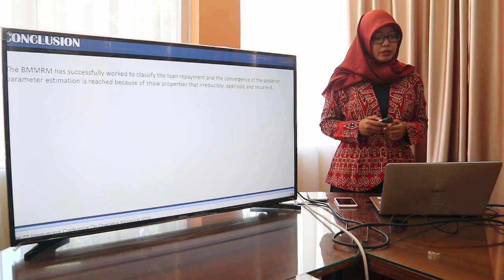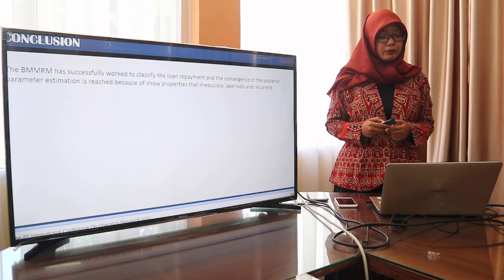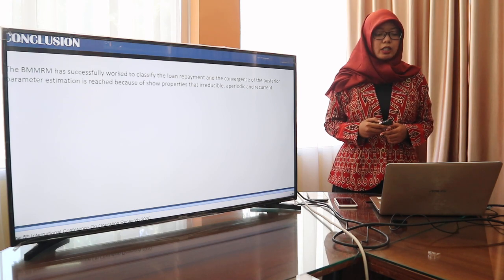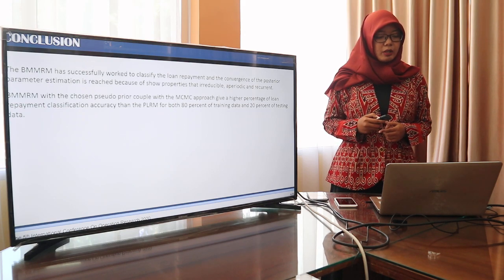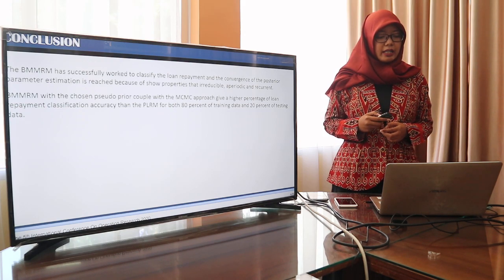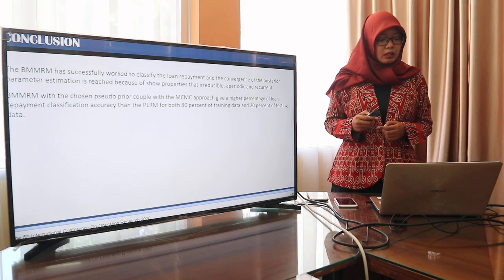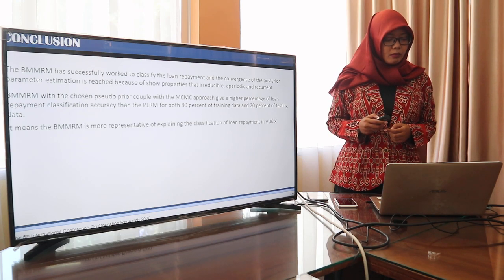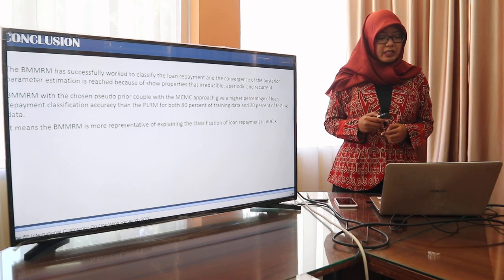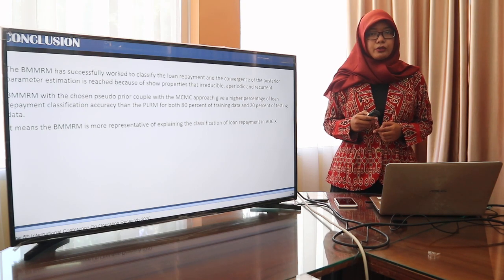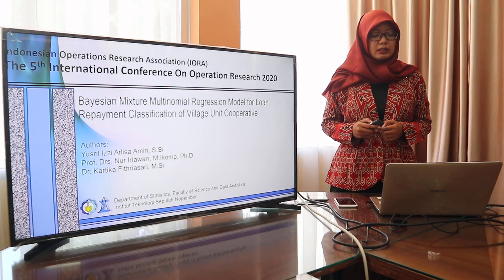And next is the conclusion. The BMMRM has successfully worked to classify the loan repayment, and the posterior parameters converged. BMMRM with the chosen pseudo prior coupled with the MCMC approach gives a higher percentage of loan repayment classification accuracy than PLRM. It means the BMMRM is more representative in explaining the classification of loan repayment in VUC-X, and it is the reference that I use in this study. Thank you very much.